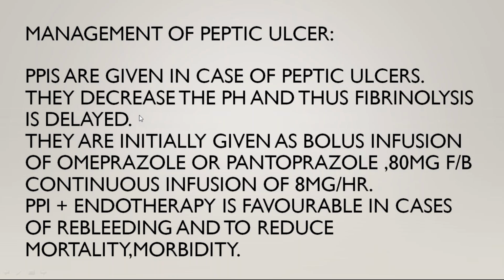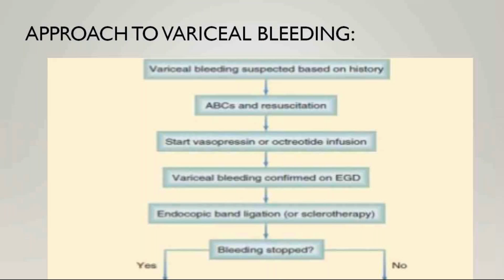They are initially given as a bolus infusion of omeprazole or pantoprazole, 80 mg followed by continuous infusion of 8 mg per hour. We can use proton pump inhibitors along with the endotherapy. This is most of the time a favorable therapy in case of rebleeding to reduce the mortality and morbidity.